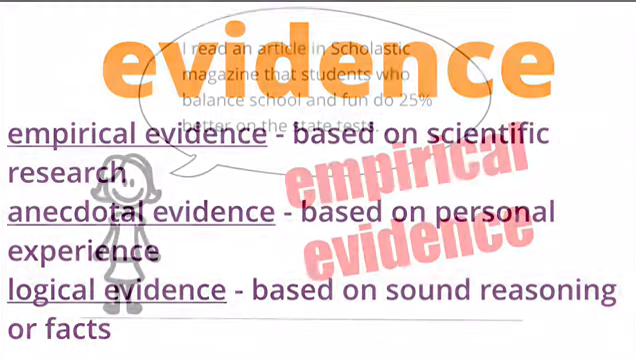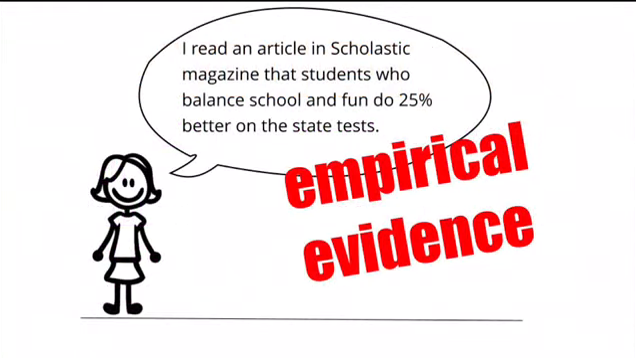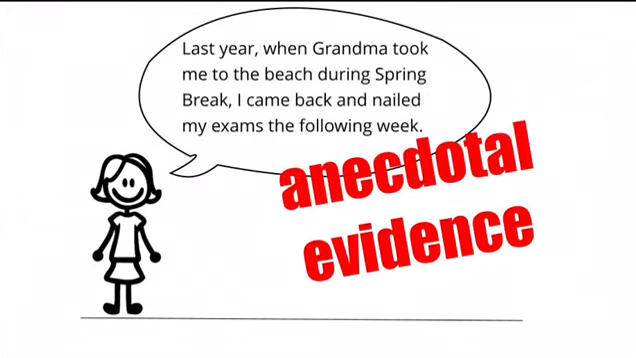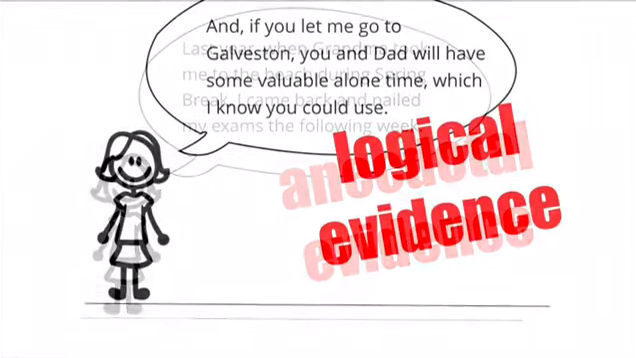An example of empirical evidence might be, I read an article in Scholastic magazine that students who balance school and work do 25% better on state tests. Empirical evidence is based on scientific research. An example of anecdotal evidence would be, last year when Grandma took me to the beach during spring break, I came back and nailed my exams the following week. Anecdotal evidence is based on personal or first-hand experience to support the claim.